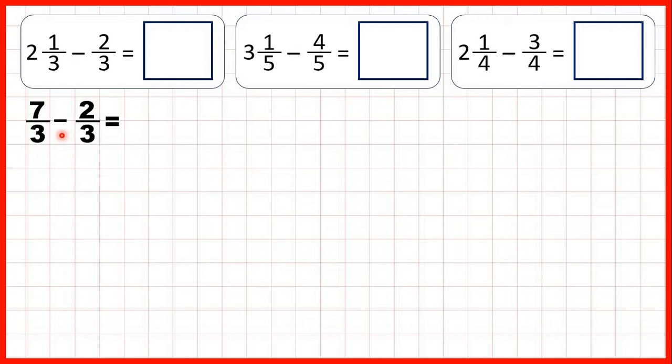Remember, when we subtract fractions, the denominator always stays the same. And now 7 minus 2 is 5. So, as an improper fraction, our answer is 5/3. If we want to change that back into a mixed number, we can divide, and 5 divided by 3 is 1 remainder 2. That's because 1 times 3 is 3, and then we need 2 more to get to 5, and the denominator stays the same, so our answer is 1 and 2/3.